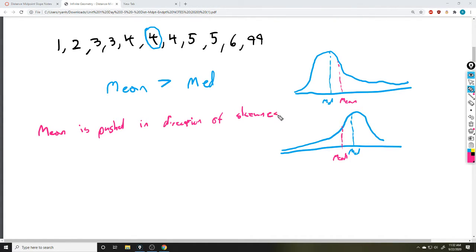So that means that if our distribution is skewed to the right, then our mean is going to be above the median because those high values are going to push the mean to the right. If we're skewed left, then these lower values that are causing the skewness are also going to push the mean down. So the mean is going to be less than the median here.